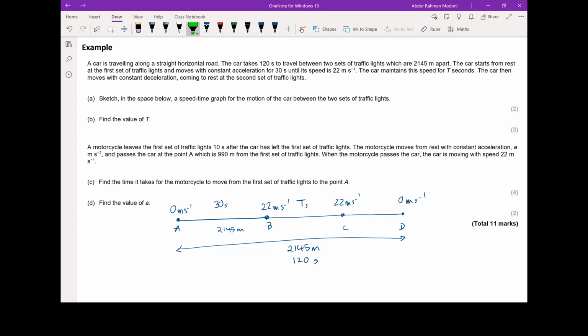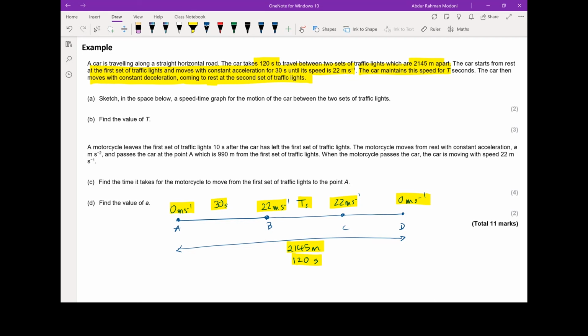So here, what I've done is taken all the information given to us in the question: the 120 seconds, the 2,145 meters, starts from rest and moves with a constant acceleration until it reaches 22 meters per second, taking 30 seconds. The car maintains that speed for t seconds. It then moves with constant deceleration, coming to rest at the second set of traffic lights. Okay, so I've got all my information here for the whole journey.